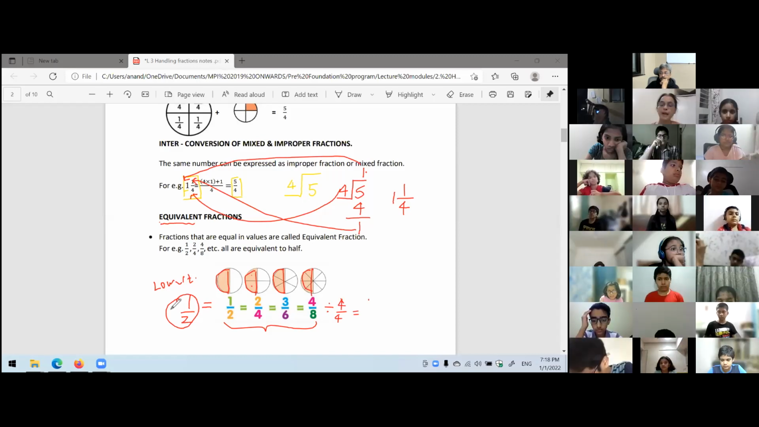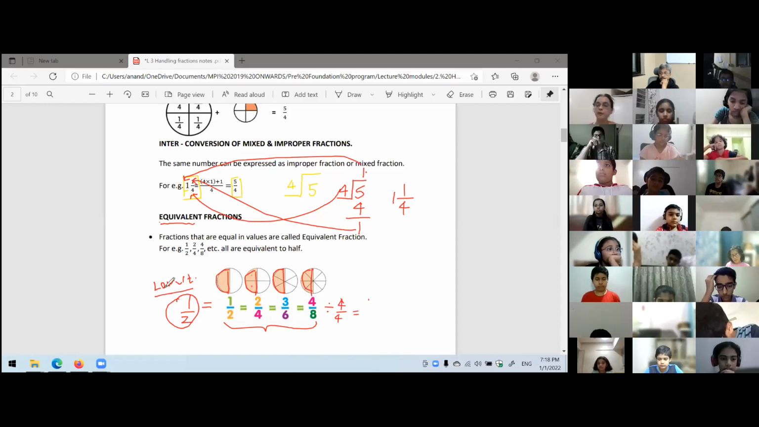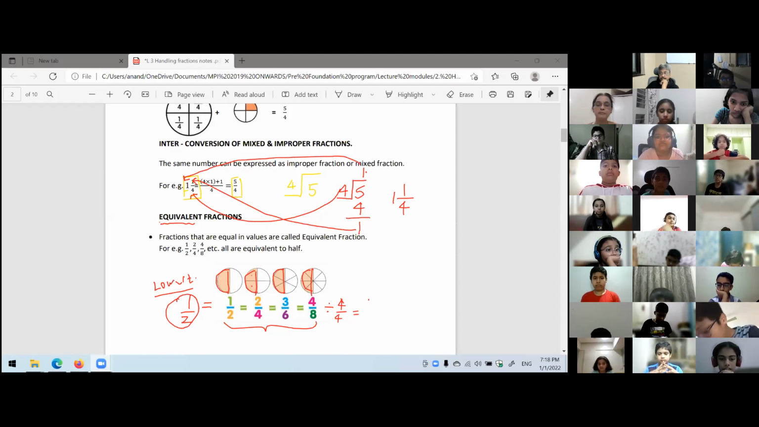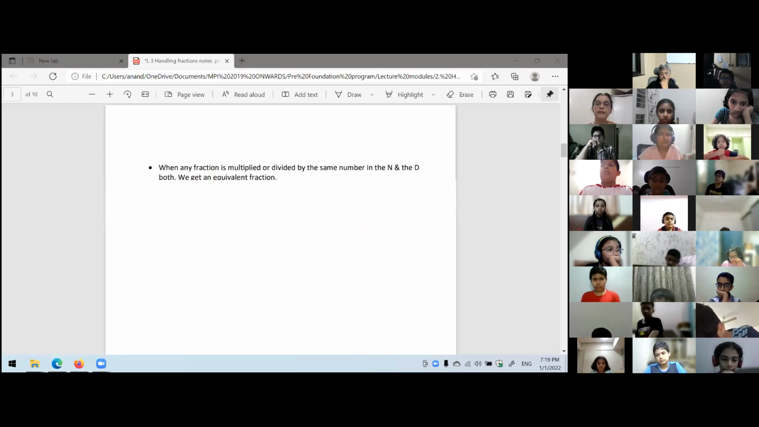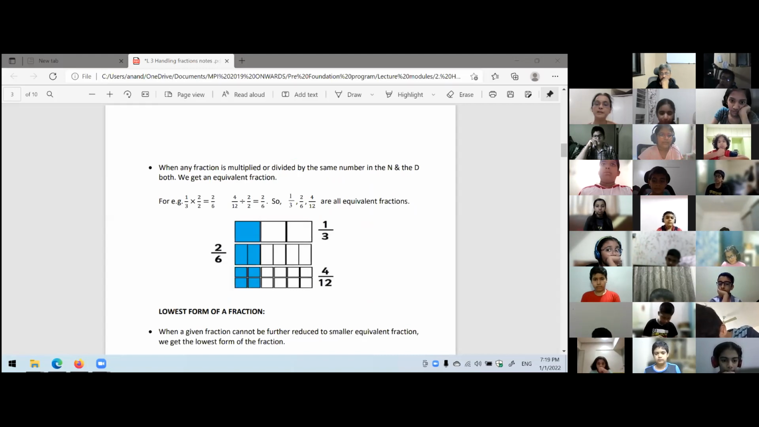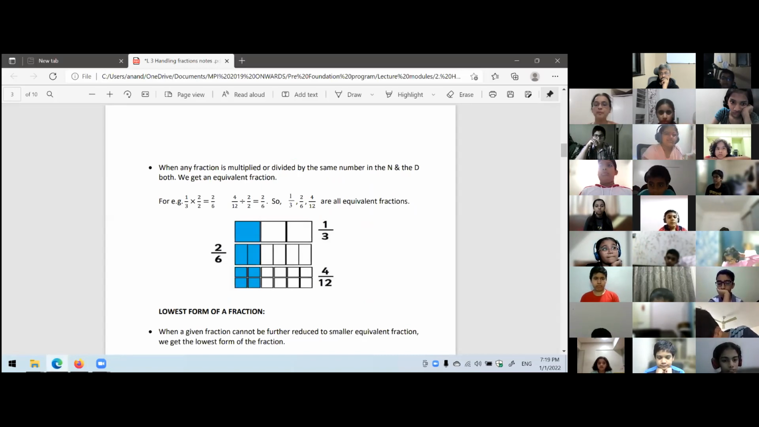And if I want to get the lowest form of the fraction, I have to divide both the numerator and the denominator by the same number. When I divide the numerator and denominator by the same number, or I multiply it by the same number. Look over here. This is 1 upon 3. 3 parts are made and 1 part of it is taken. I multiply both the numerator and denominator by 2, I get 2 upon 6. So what am I doing? Doing 6 parts and taking 2.